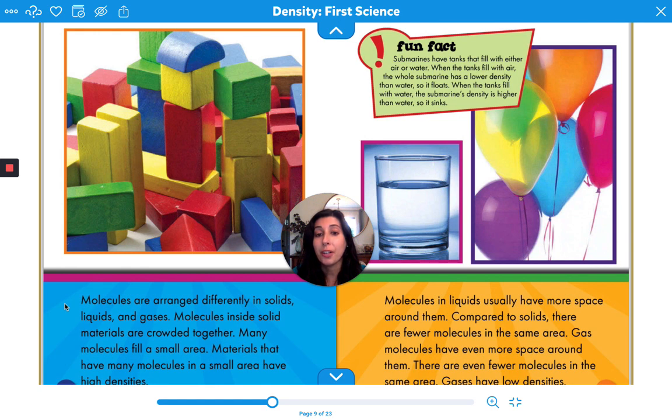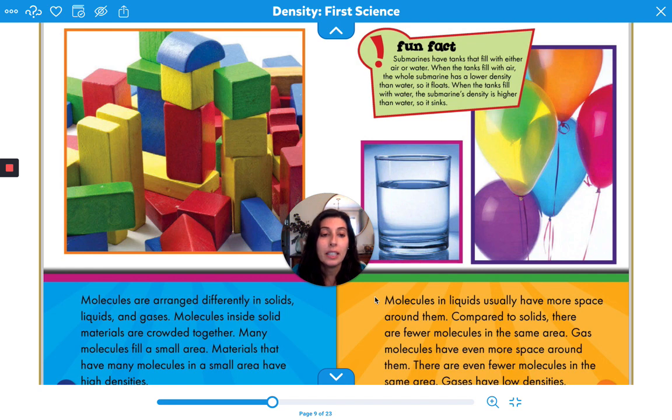Molecules are arranged differently in solids, liquids, and gases. Molecules inside solid materials are crowded together. So think of that picture that we saw before. Remember how we saw it looked like a very crowded neighborhood, right? Where all the houses were together. So in solids, the molecules are packed together just like that neighborhood with lots and lots of houses. Materials that have many molecules in a small area have high densities.